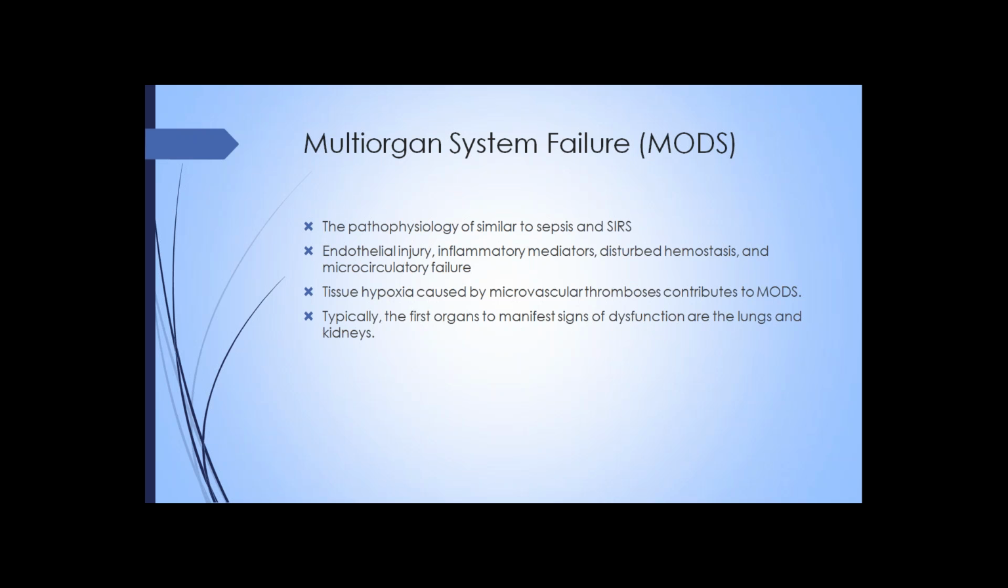So, typically the very first organs that will manifest actual visual signs of dysfunction are your lungs and your kidneys, right? Your lungs, we talk about ventilating patients, right? Acute respiratory failure. And then when your kidneys, when the MAP hits less than 65, you now have renal dysfunction, right? You're not perfusing the kidney, and you can get renal failure, right? Okay.